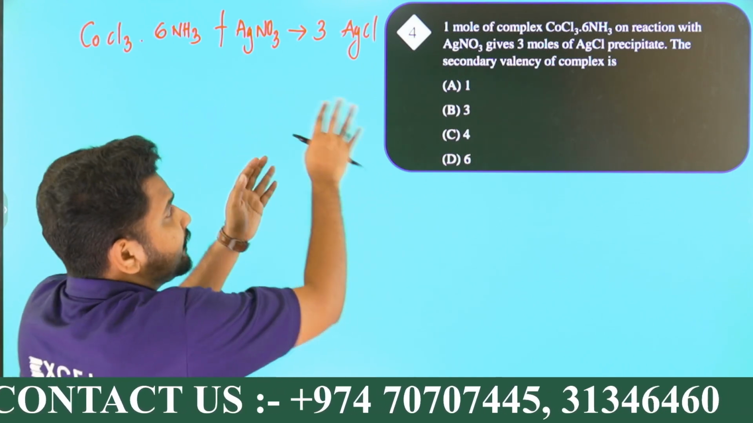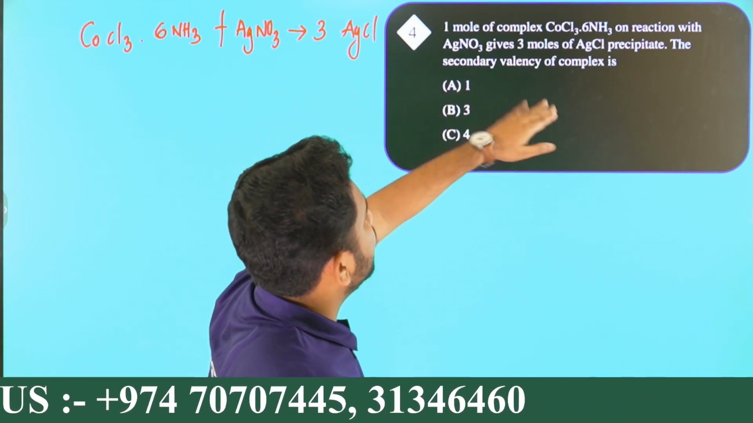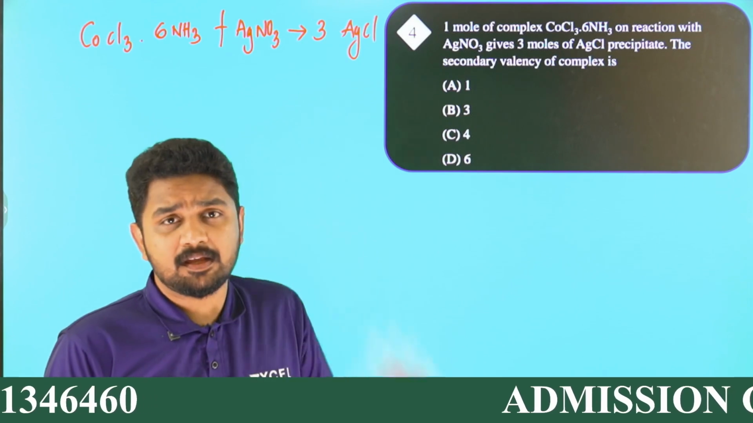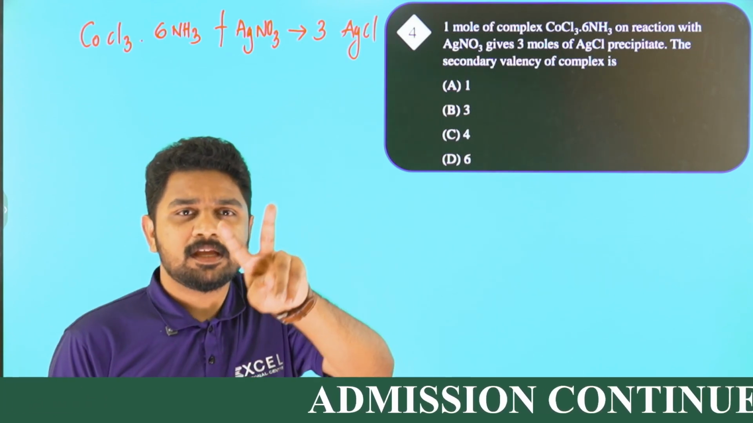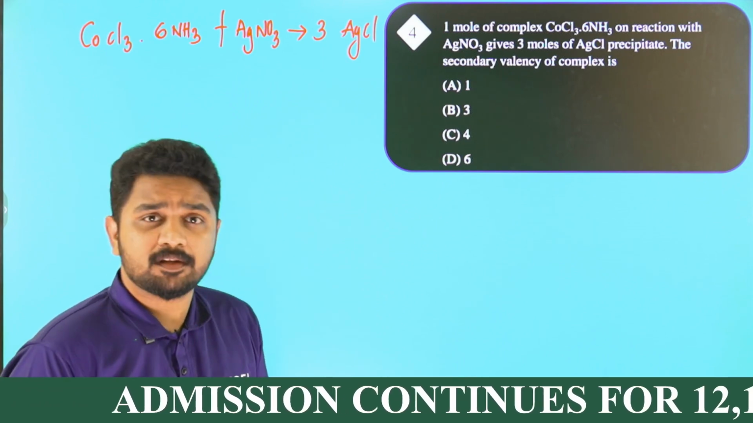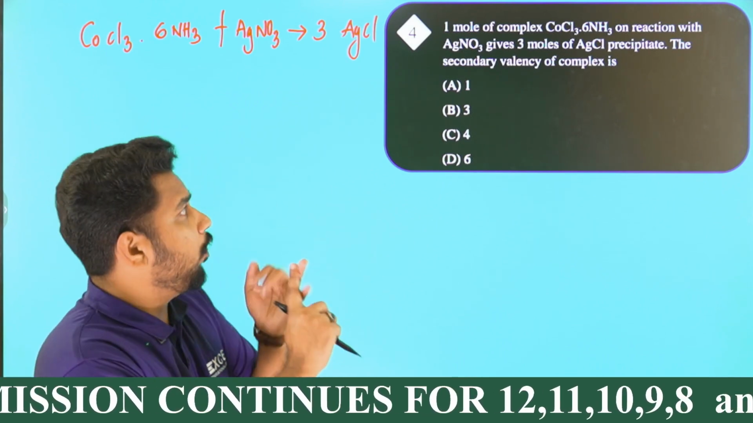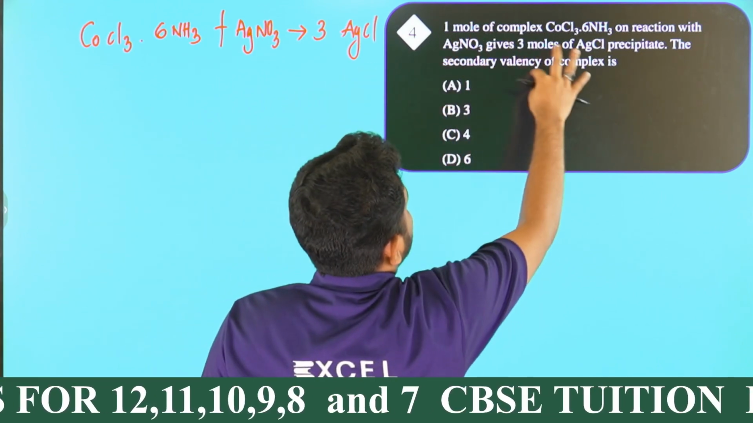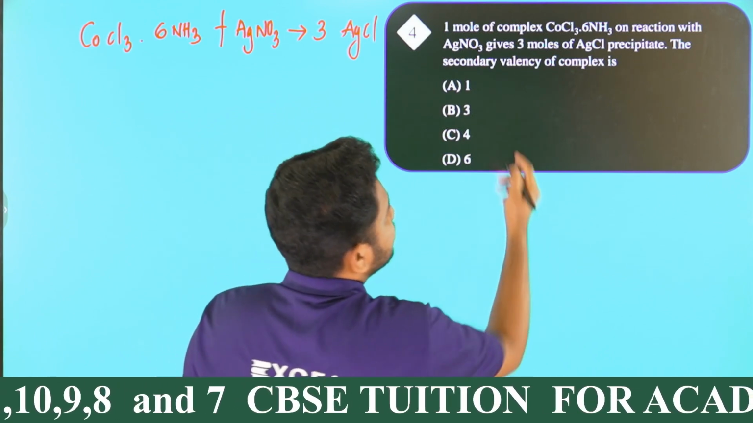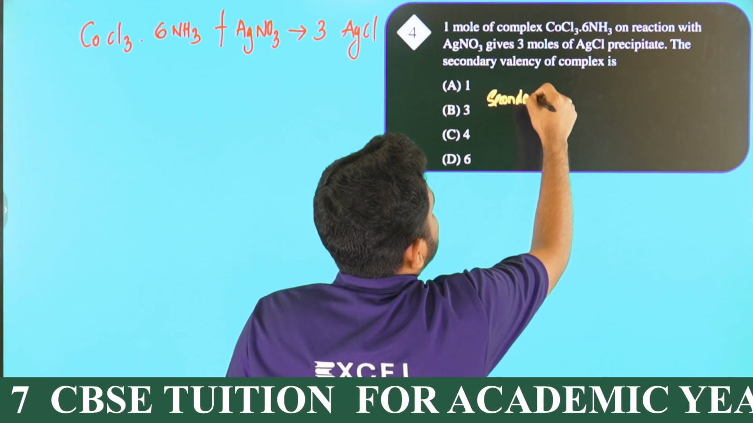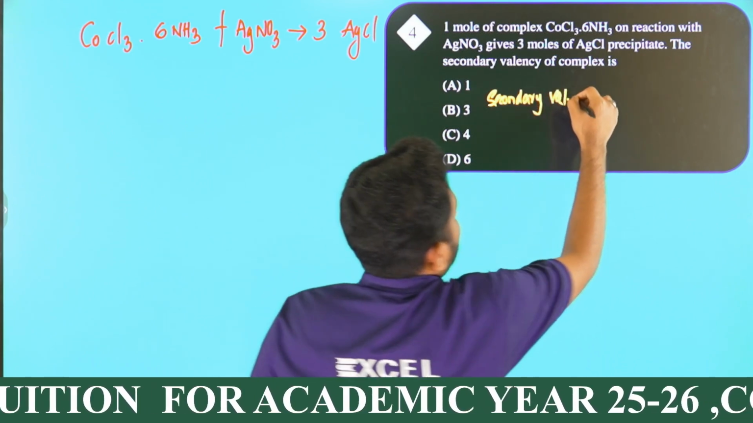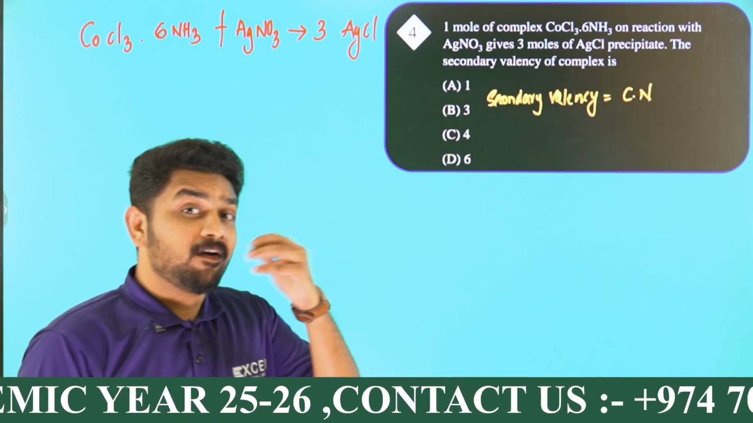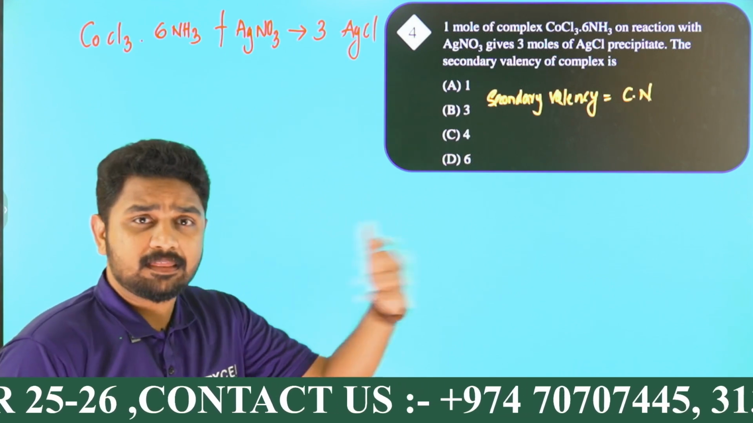This is what is given in the question as a precipitate, and the secondary valency you have to find. It's a question from the first theory of coordination compounds. What is the first theory? Werner's theory. In Werner's theory, you study 2 types of valencies or linkages: primary valency and secondary valency. So here they ask the secondary valency. Secondary valency is a non-ionizable valency or linkage, which is nothing but our coordination number.